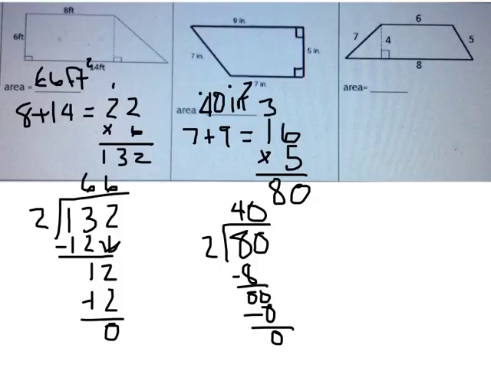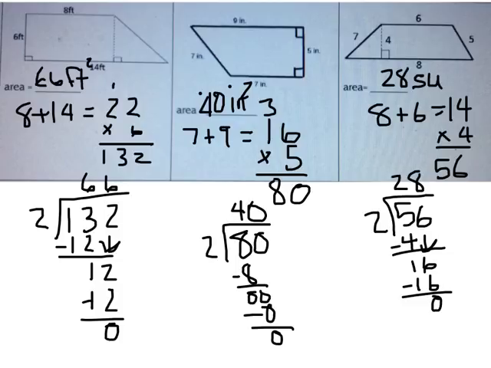Now you try one. What's the area of the last trapezoid? 8 plus 6 is 14. 14 times the height of 4 is 56. When I divide by 2, I see my area is 28 square units.